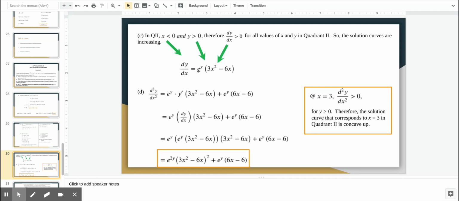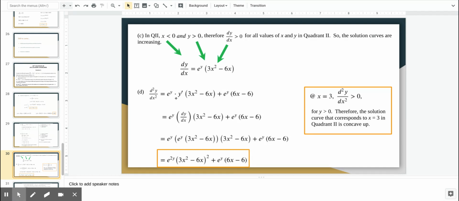So f of y in this case, right? But it's f times g, which means the product rule is f prime g plus g prime f. So f prime is the derivative of e to the y. Well, the derivative of e to the y is just itself, right? e to the x is e to the x, so e to the y is e to the y.